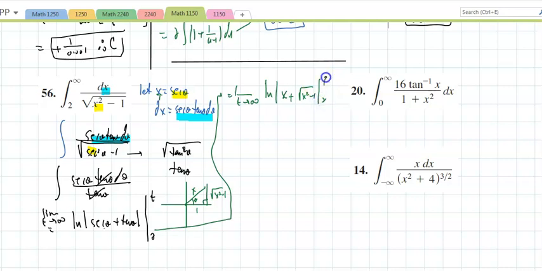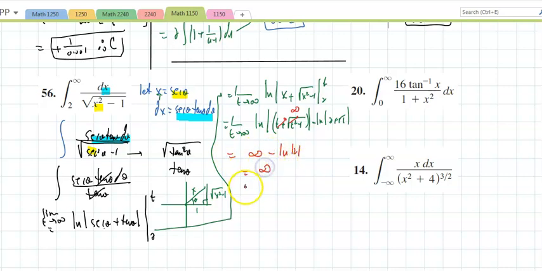Evaluated from 2 to t, that is the limit as t approaches infinity of natural log of t plus the square root of t squared minus 1, minus natural log of, and that will be a 2 plus square root of 3. And as t approaches infinity, this and this will approach infinity, and that will make it infinity minus natural log of 2, which is infinity, therefore diverge.